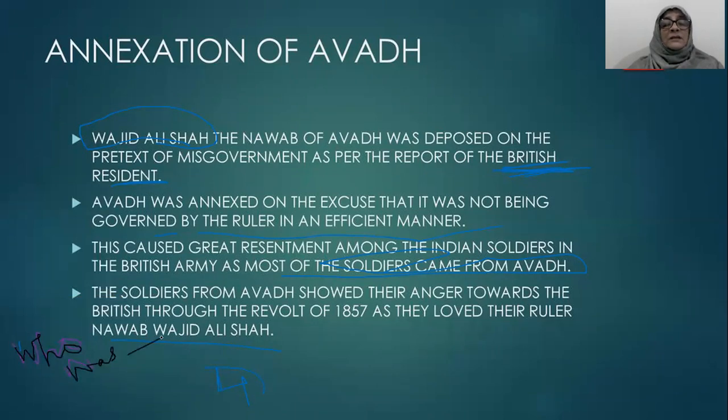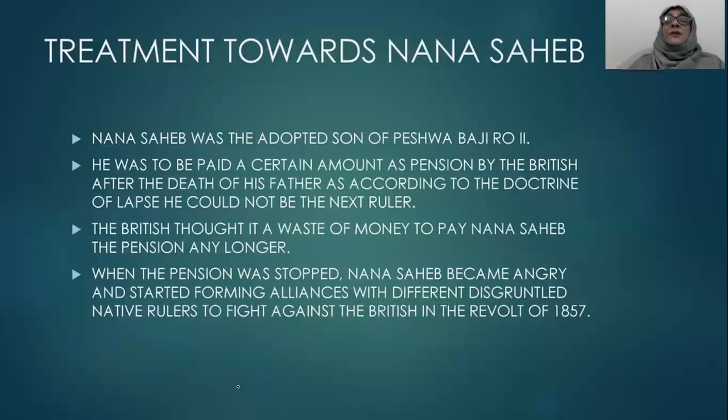Who was Nawab Wajid Ali Shah? A former treatment towards Nana Sahib. Now, as discussed earlier, Nana Sahib was the adopted son of Baji Rao of Kanpur. When his father Baji Rao died, everything was supposed to belong to him, but according to the doctrine of lapse, he could not be the next ruler because he was not the real son.